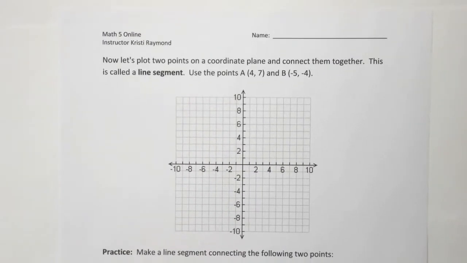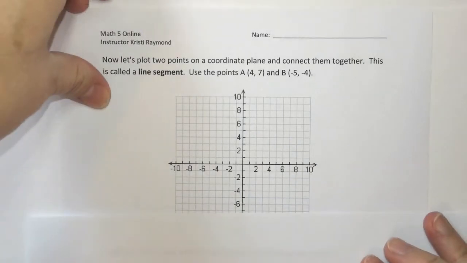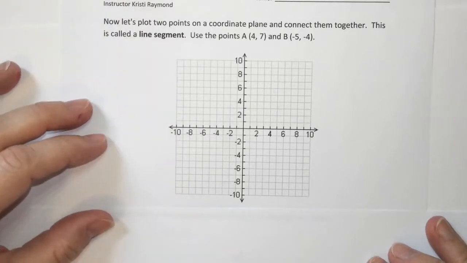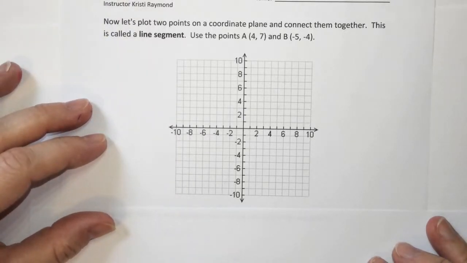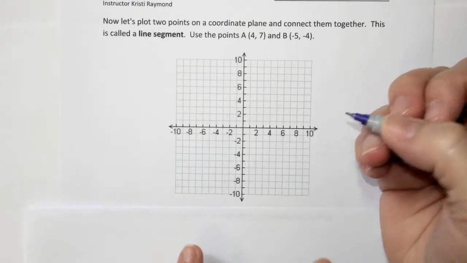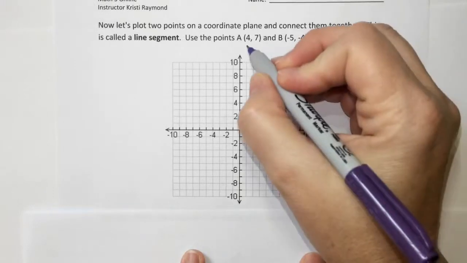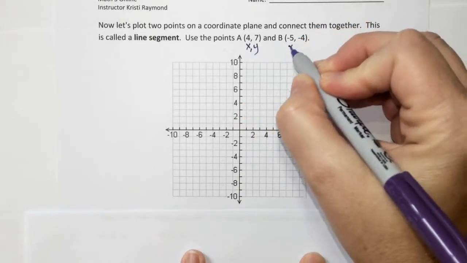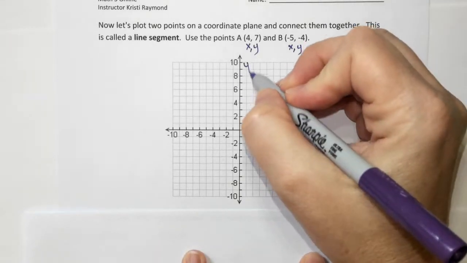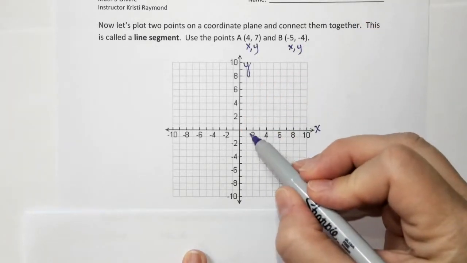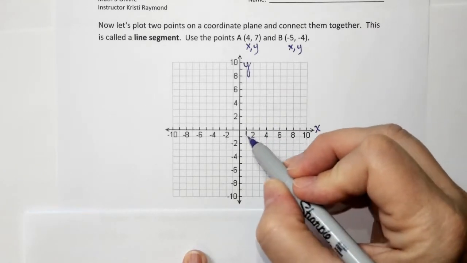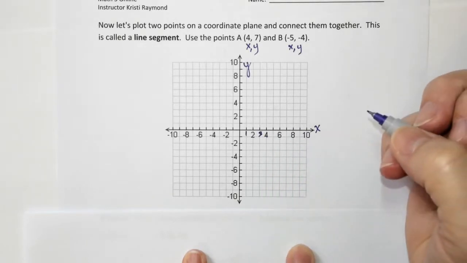So now let's plot 2 points on a coordinate plane and connect them together. This is called a line segment. Use the points A at 4 and 7 and B at -5 and -4. So we're going to plot 2 points and then connect them. This reminds me of connect the dots. Remember, we have X and Y. It always goes in that order. Let's make sure we label our X-axis. This is our Y-axis. And let's look and see how the lines are marked. It's going by even numbers, but this is 1, 2, 3. So every line represents 1.